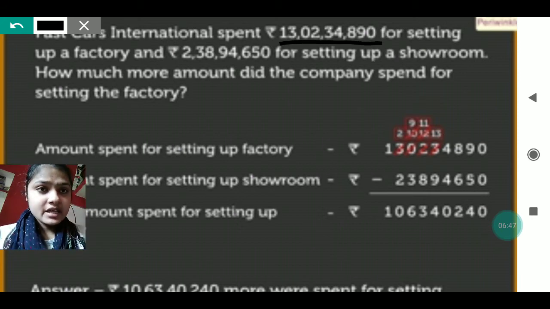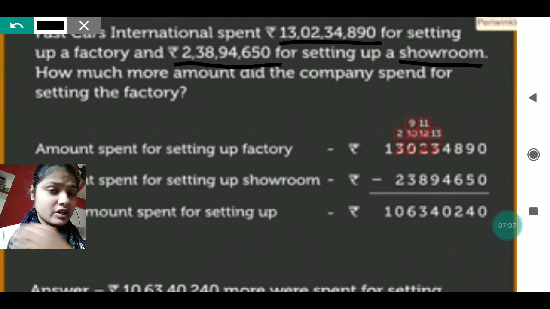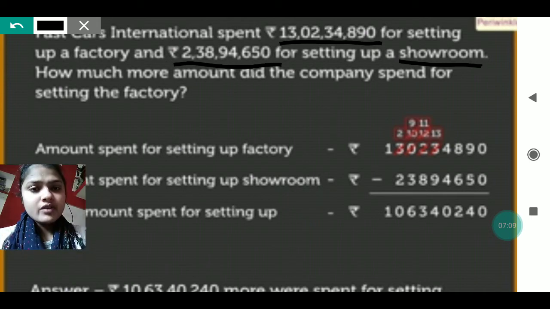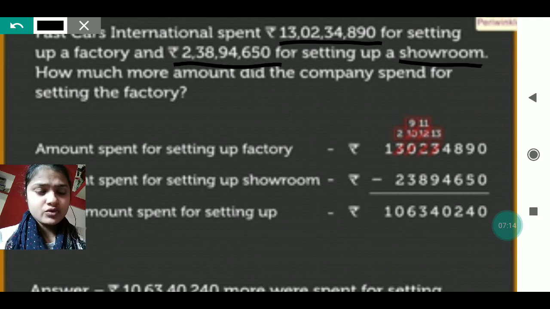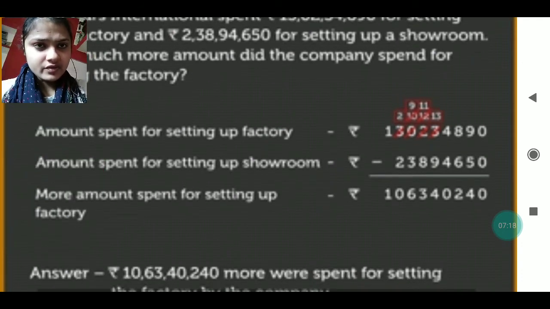Then after that 2 crores 38 lakh 94,650 was for setting up the showroom, and now he spent this much for setting up the showroom. For the factory he spent some amount, and for the showroom some amount. How much more amount did the company spend for setting up the factory? For setting up the factory he spent more amount in comparison to setting up the showroom. So how much he spent, now we will see.